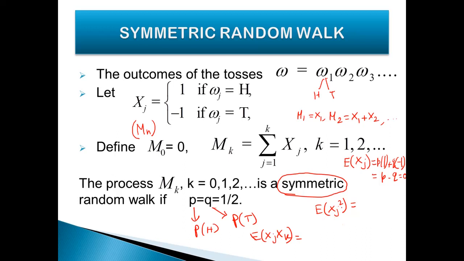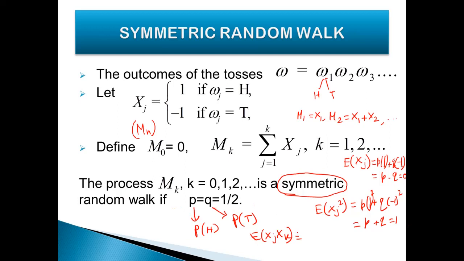If you consider the expectation of x_j square, what do you get? The value is either 1 square or minus 1 square, with probability p or probability q. So it's actually p plus q, which equals 1.